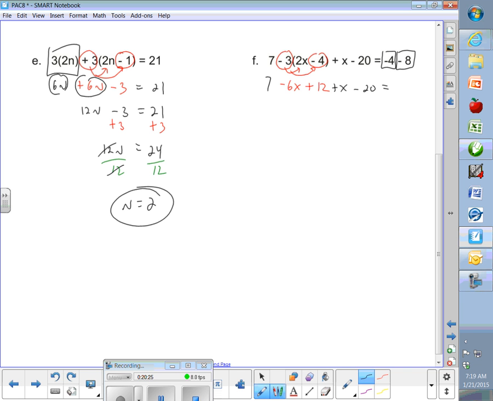What do you get? 4 negatives and 8 more negatives, 12 negatives, right? Okay, let's go ahead and work the left. I like to do my variables first. Negative 6x and a positive 1x. 6 negatives and 1 positive leaves you 5 negatives. Let's add our numbers. 7 plus 12 is 19. 19 minus 20. 19 positives and 20 negatives.